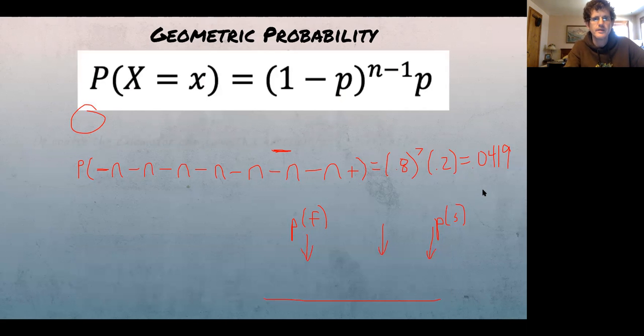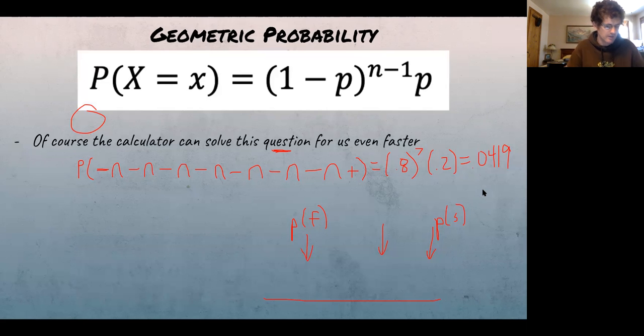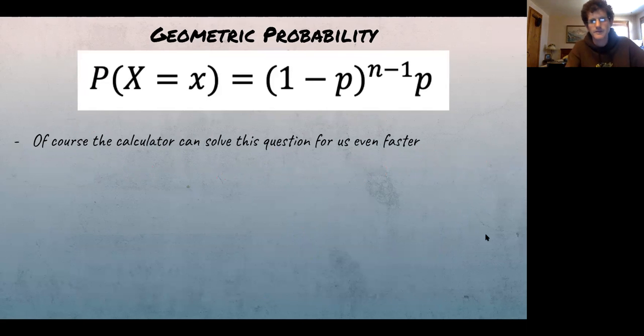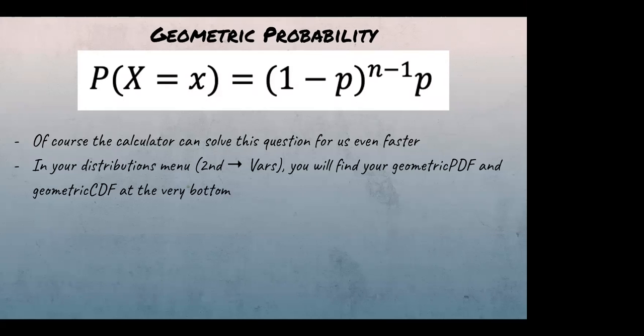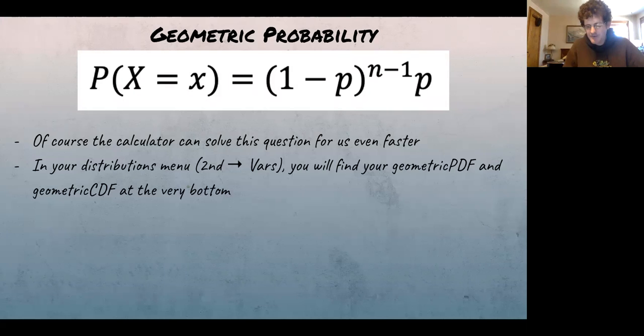So this can be solved on the calculator. And so again, if you look at your distributions menu, so second and variables, if you found the binomial CDF and PDF, now you can see the geometric down at the very bottom. It says geometPDF and CDF. We're going to look at the PDF first. So that's going to be option E.